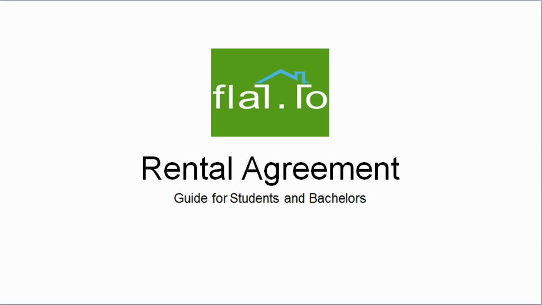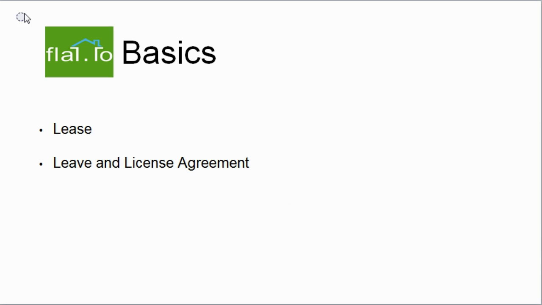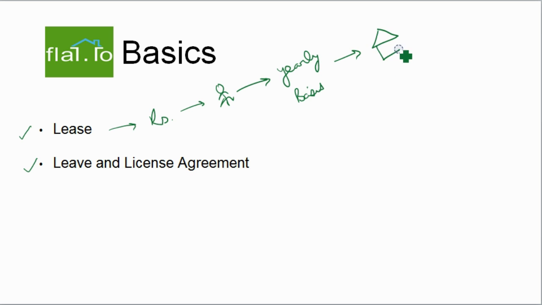Let us see what are the types of rental agreements. There are two basic types of a rental agreement. One is the lease and the other one is the leave and license agreement. Lease is where you pay a fixed amount of money to the landlord on a yearly basis, and he lets you the property as if it were your own. This is more popular in commercial rental properties.